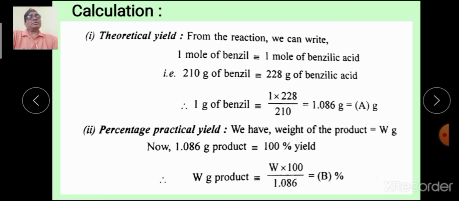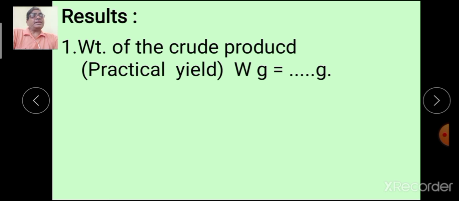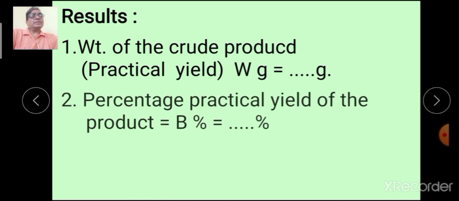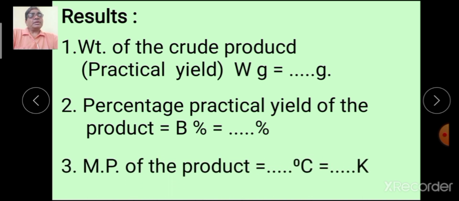Therefore, you have to take the weight, calculate the percentage practical yield, and note down the results. That is the weight of the product, the practical yield, W grams, then the percentage practical yield of the product, B percent, and the final result is the melting point of the recrystallized product, in degrees centigrade and also in Kelvin temperature. Thus, the practical of preparation of benzilic acid from benzil completes.